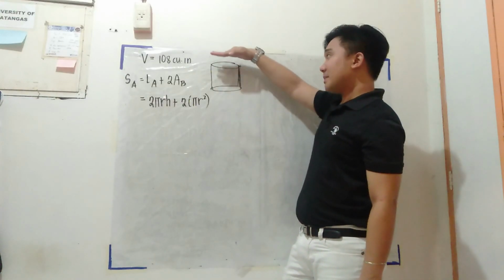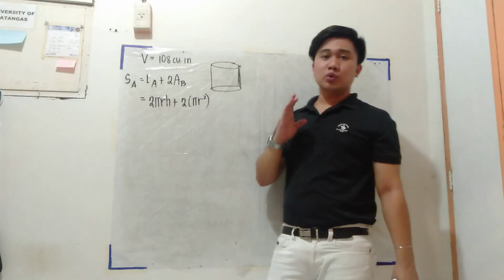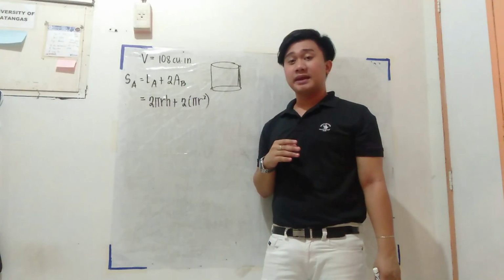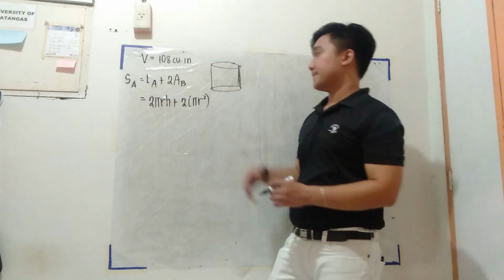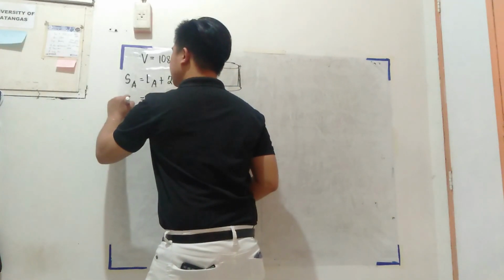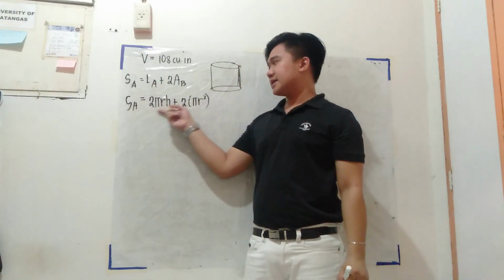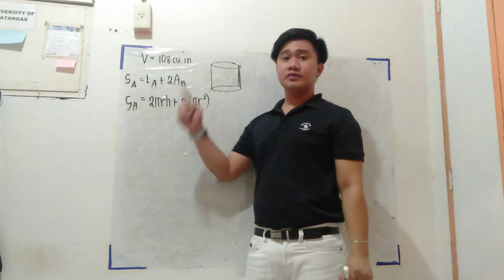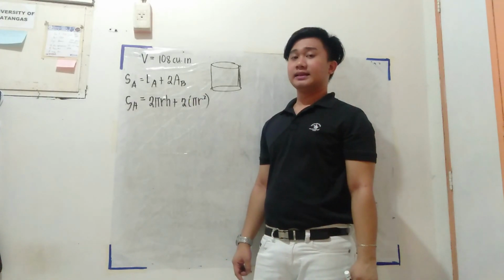Ibig sabihin, may takip or may taklob or may cover yung taas. Meron po kasing problem na sinasabing open top. Kaya lang, closed cylinder po ito ha. Okay? So, may surface area na tayo. Kaya lang, hindi pa natin na-express ang equation na to into one variable. So, saan tayo kukuha ng pang-substitute natin?